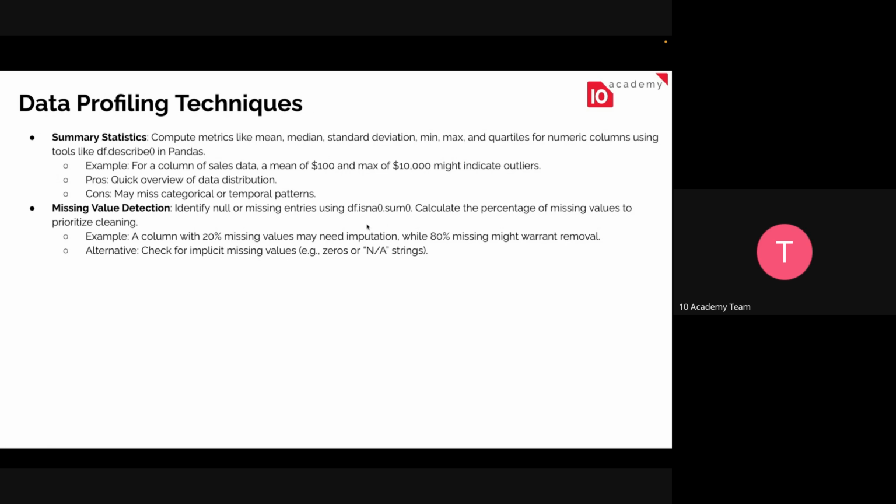But of course, if most of the data points are missing, for example 80% missing, I would recommend just removing the whole column as a whole.